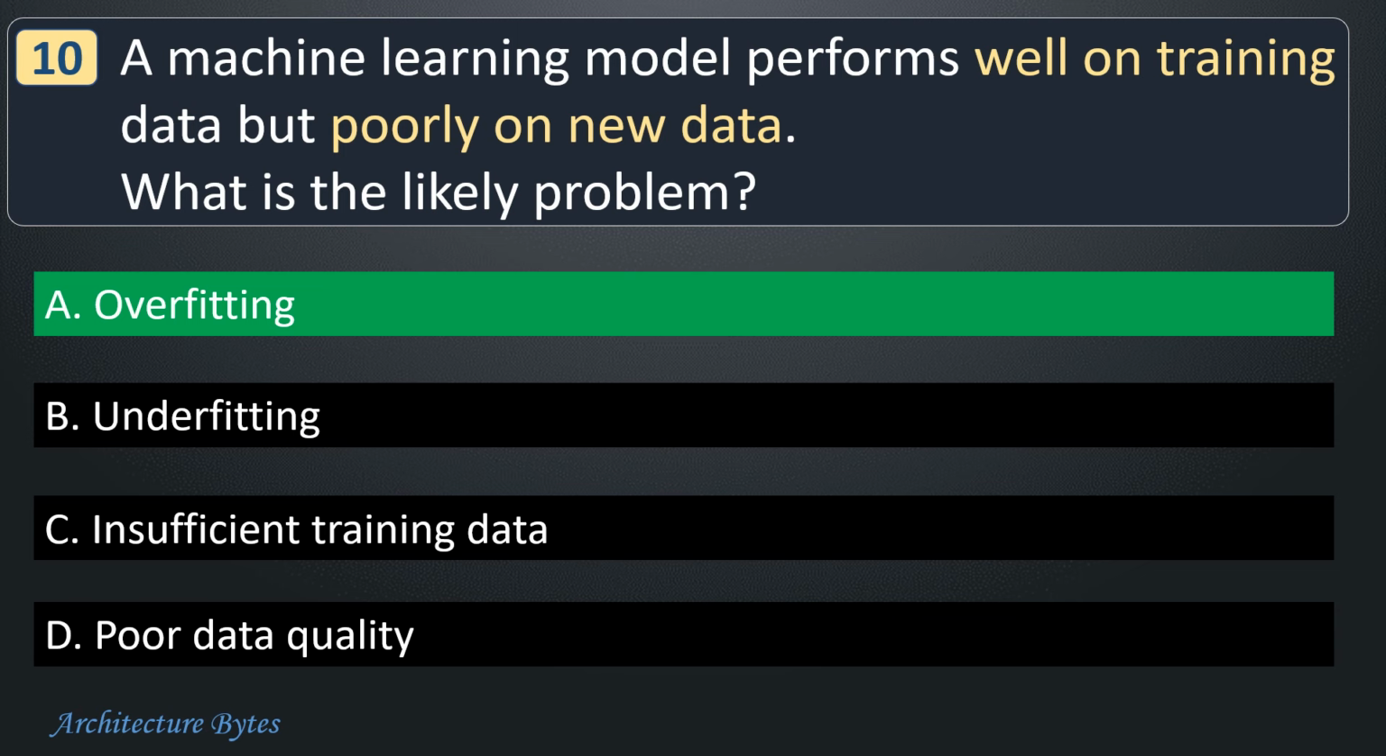Option A, overfitting, is the right answer here. So overfitting is the most likely cause of high accuracy on training data but low accuracy on testing data. This occurs when a model becomes overly complex and learns the training data too well, to the point where it can't generalize to new or unseen data. All the other options, B, C, and D, will result in poor accuracy on both the training and new data.